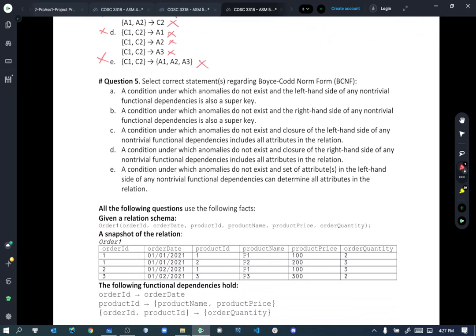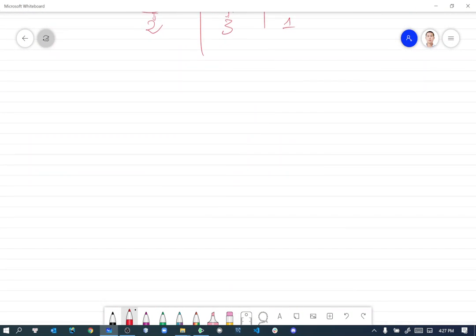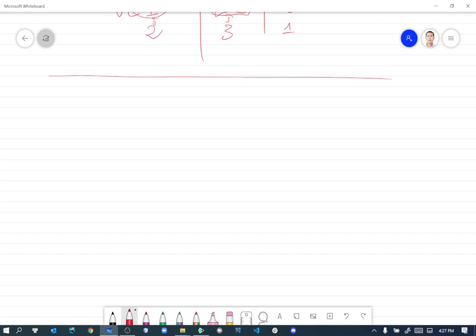Question number 5. Select correct statements. This is critically important. It is very, very important. So let me go back to the slide and make the definitions again. Why is this definition important? It's from the slide. You can have some exercises there, but I will show you one exercise here as well.